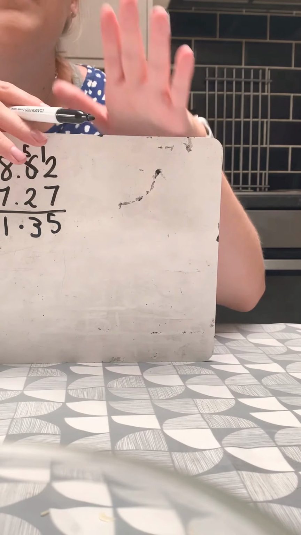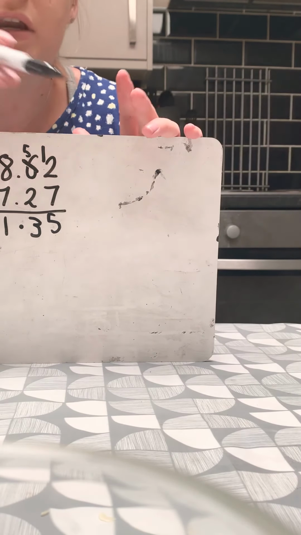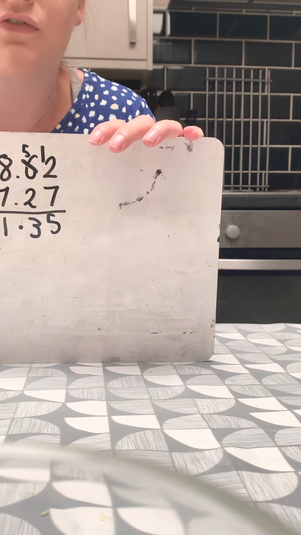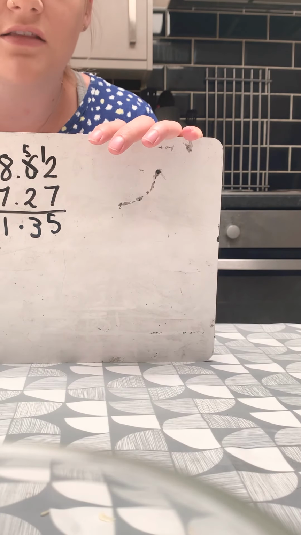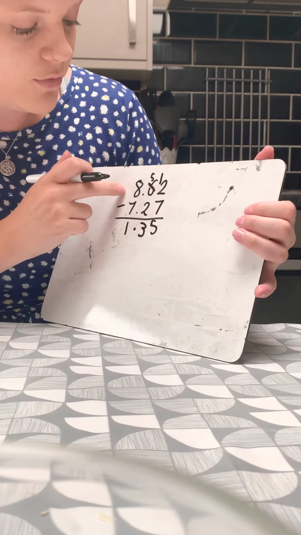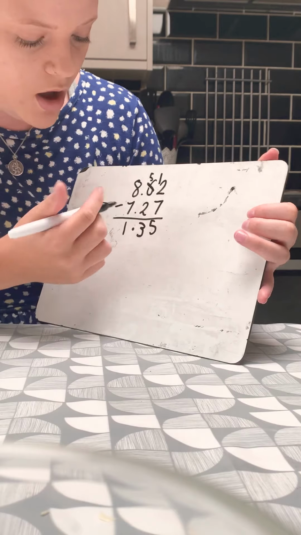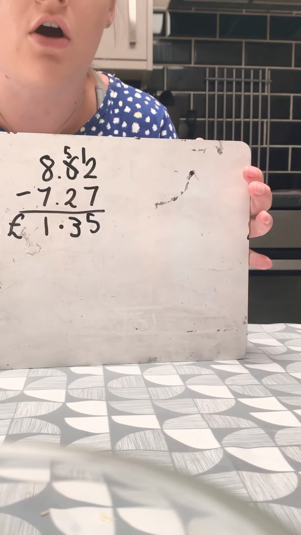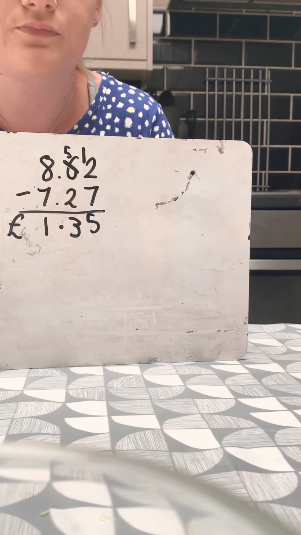So again, it's the same idea when you're using money. You can use your column method to help you, but just remember when you get to the end of the question, are you working in pounds? Are you working in pence? And remember to put that sign in there. So if I was doing £8.62 take away £7.27, my answer would be pounds, and I need to remember that sign to make my answer correct, okay, to make sure I'm answering the right thing.